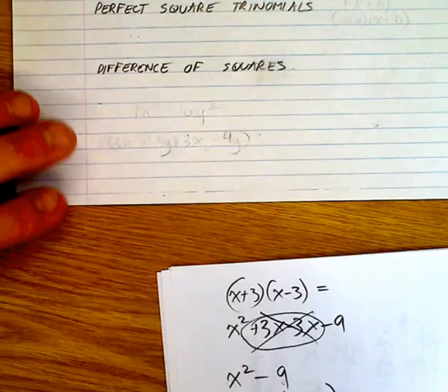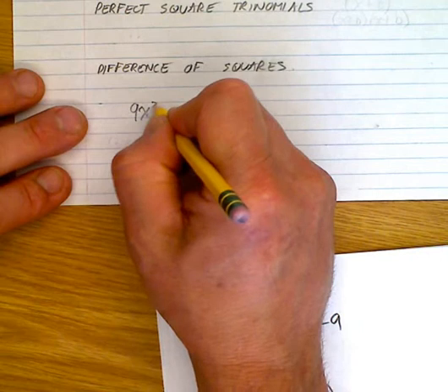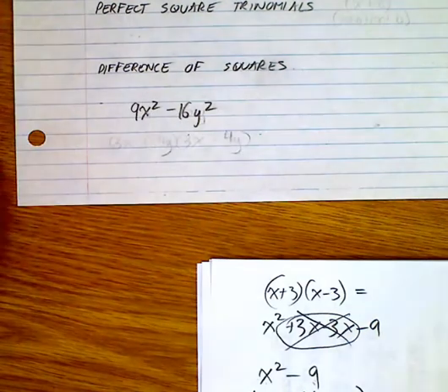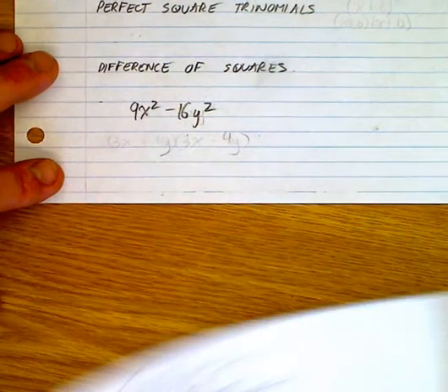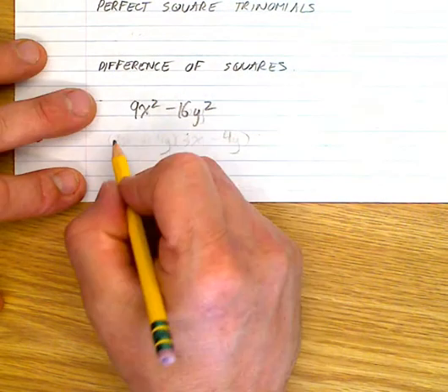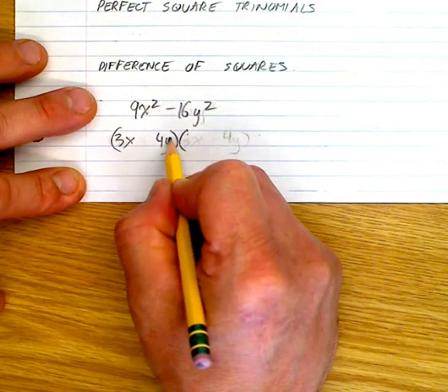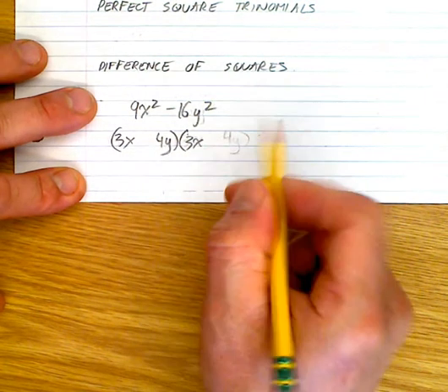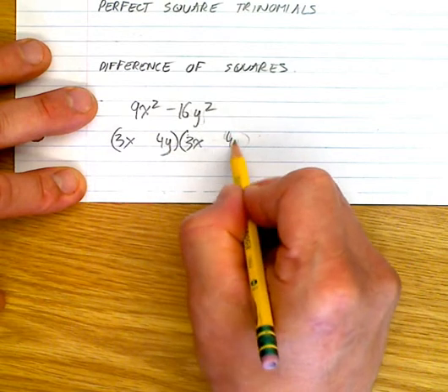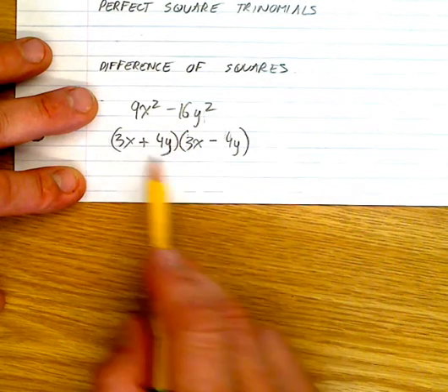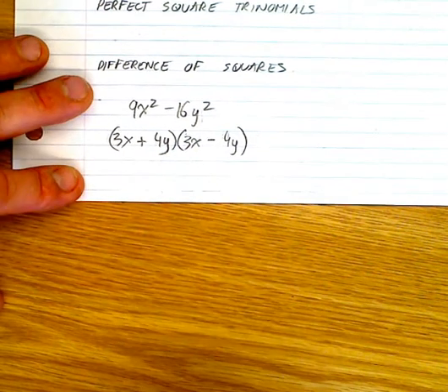If I gave you 9x squared minus 16y squared, is that a perfect square or a difference of squares? Well, if this is a perfect square of 3x and that's a perfect square of 4y, and they've got a minus in the middle, then what we can do is make 1 plus, 1 minus, so that when you do those middle terms, they cancel each other out.